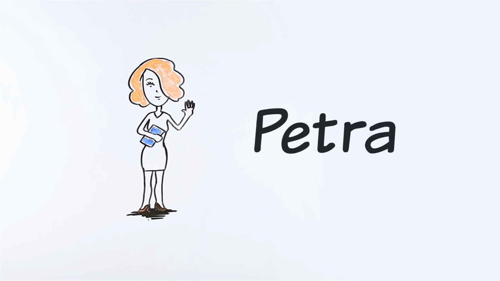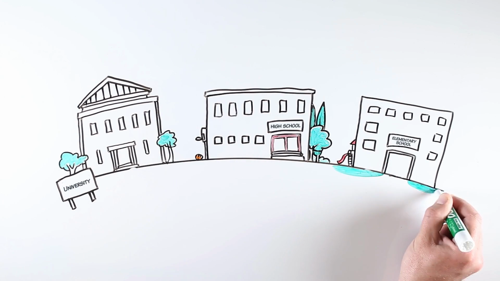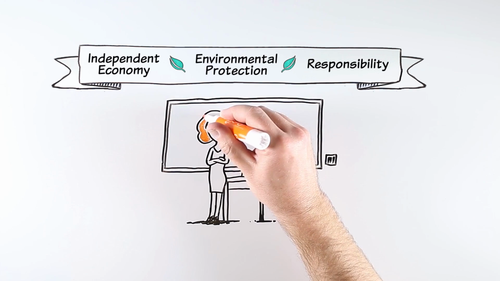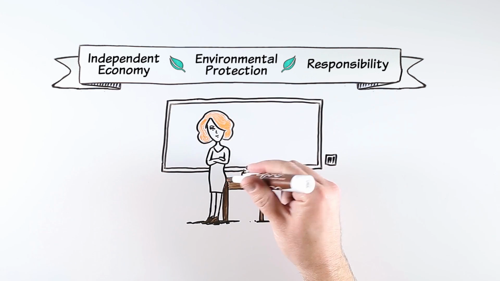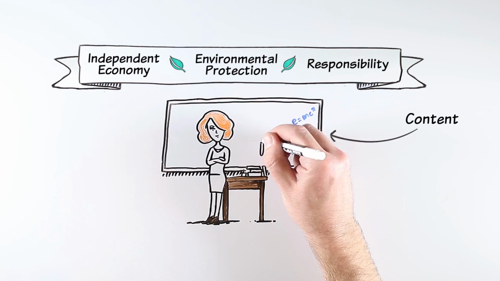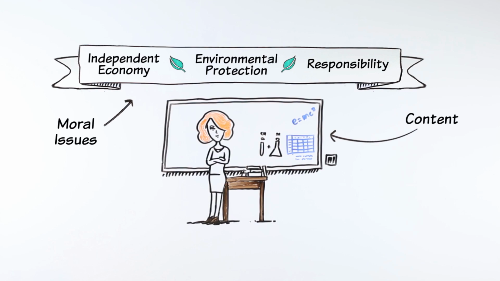This is Petra. Petra could be a teacher in university, high school, or elementary school. Petra has two goals in mind while teaching. She wants her students to both learn content and the moral issues related to the subject.